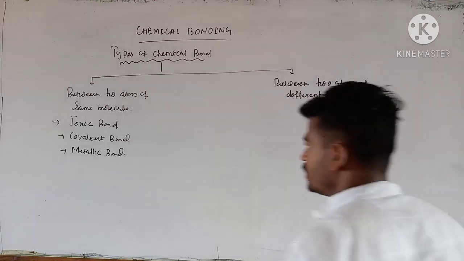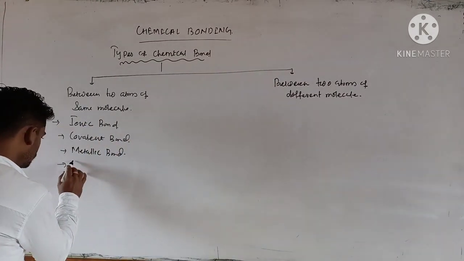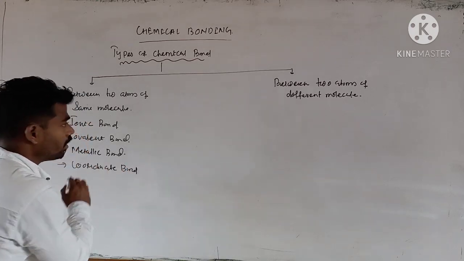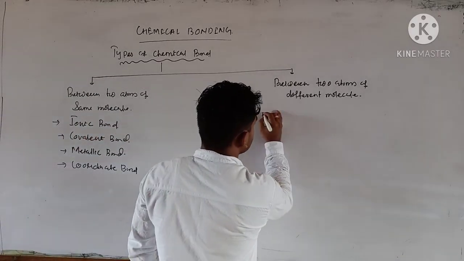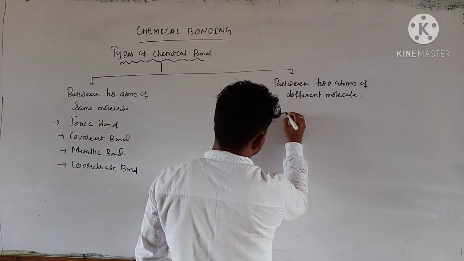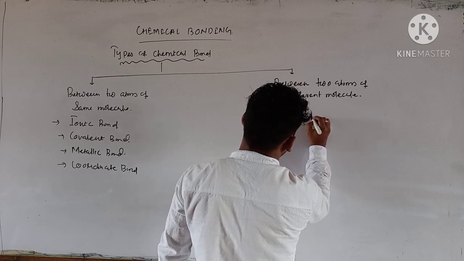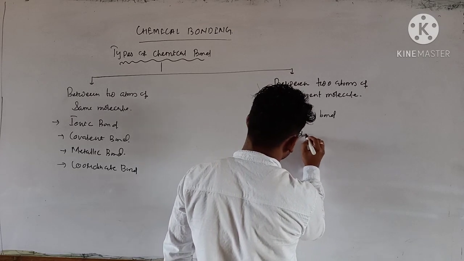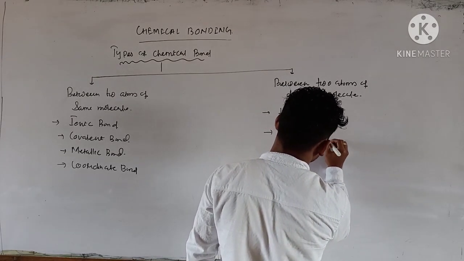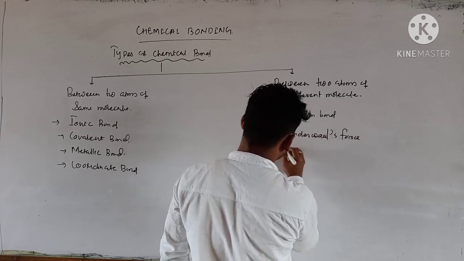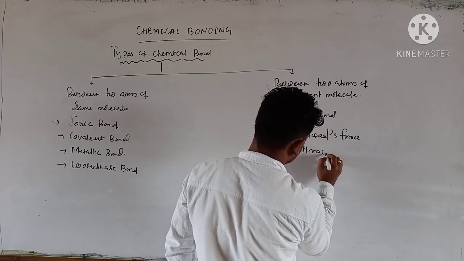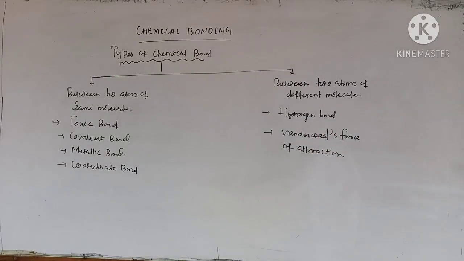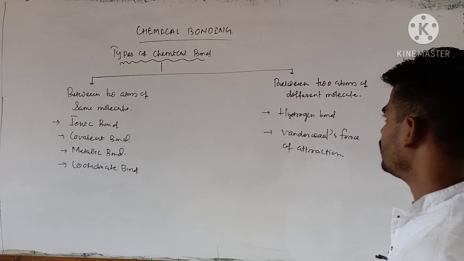Next, another type of bond is there, that is coordinate bond. And here one is your hydrogen bond, and another one is van der Waals force of attraction. So these are the classifications. We will discuss one by one, don't bother about that.